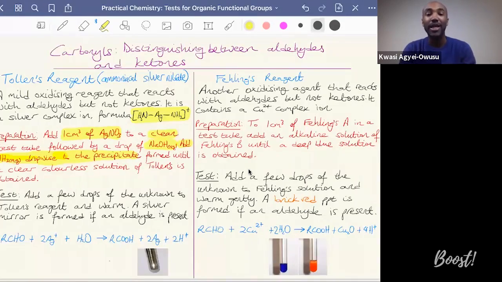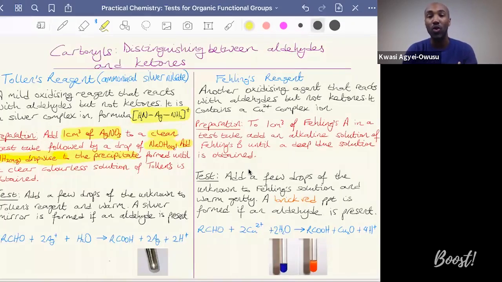Now, how do we carry out the test? You've got an unknown liquid, which could be an aldehyde or it could be a ketone. You're going to take a few drops of the aldehyde or ketone and add your drops to your Tollens reagent that you've just prepared. And then it is important that you gently warm or heat the mixture in order to get a positive test. How do you do that?